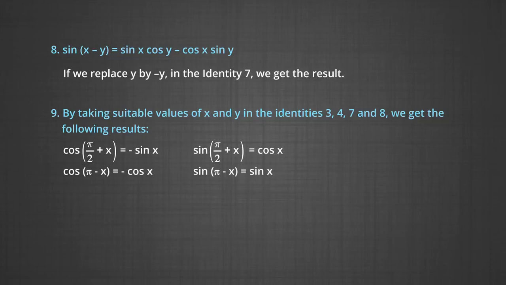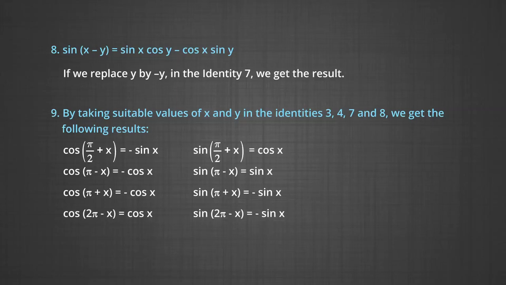Cos of pi minus x is equal to minus cos x, but sin of pi minus x remains sin x. Cos of pi plus x becomes minus cos x because pi plus x is in the third quadrant. Also, sin of pi plus x is equal to minus sin x. Cos of 2 pi minus x is equal to cos x, because 2 pi minus x is in the fourth quadrant. Therefore, sin of 2 pi minus x becomes minus sin x.